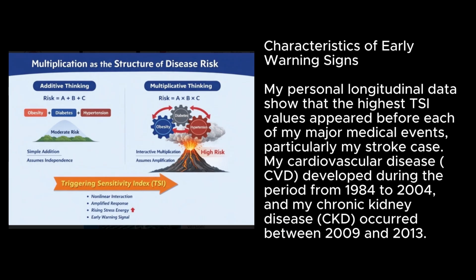Characteristics of early warning signs. My personal longitudinal data show that the highest TSI values appeared before each of my major medical events, particularly my stroke case. My cardiovascular disease, CVD, developed during the period from 1984 to 2004. And my chronic kidney disease, CKD, occurred between 2009 and 2013.